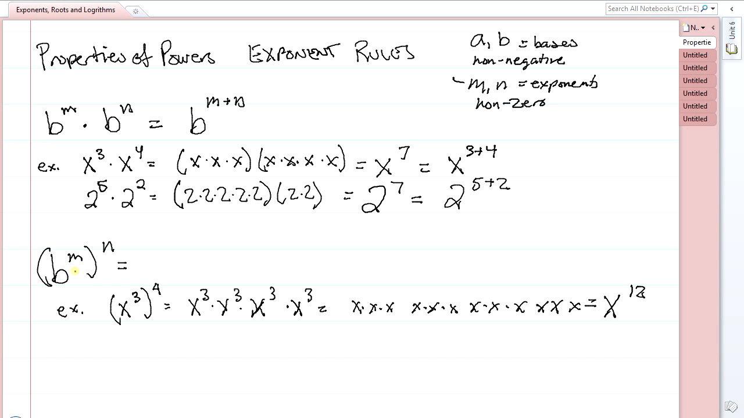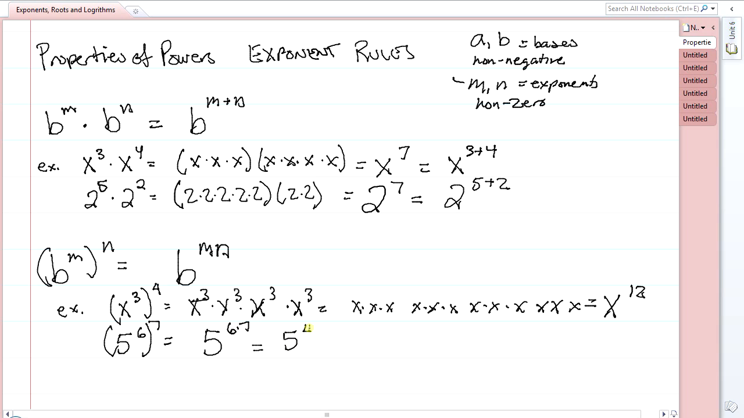So if I had a different problem and I had 5 raised to the 6th, which is then raised to the 7th, well, there's no way I'm going to spend my time writing out all the different 5s out there. What I would like to do preferably is say b is raised to the m times n. So that would be 5 raised to the 6 times 7, which means 5 raised to the 42.